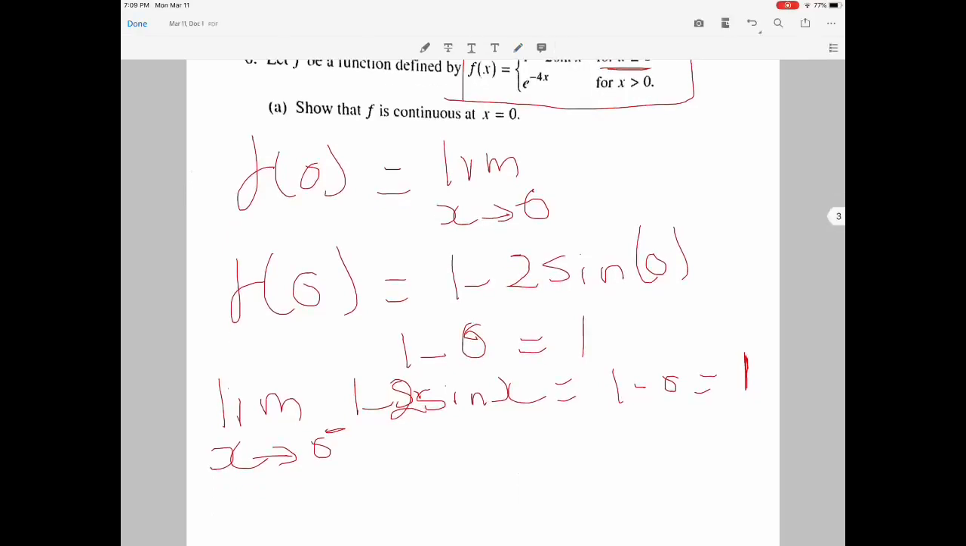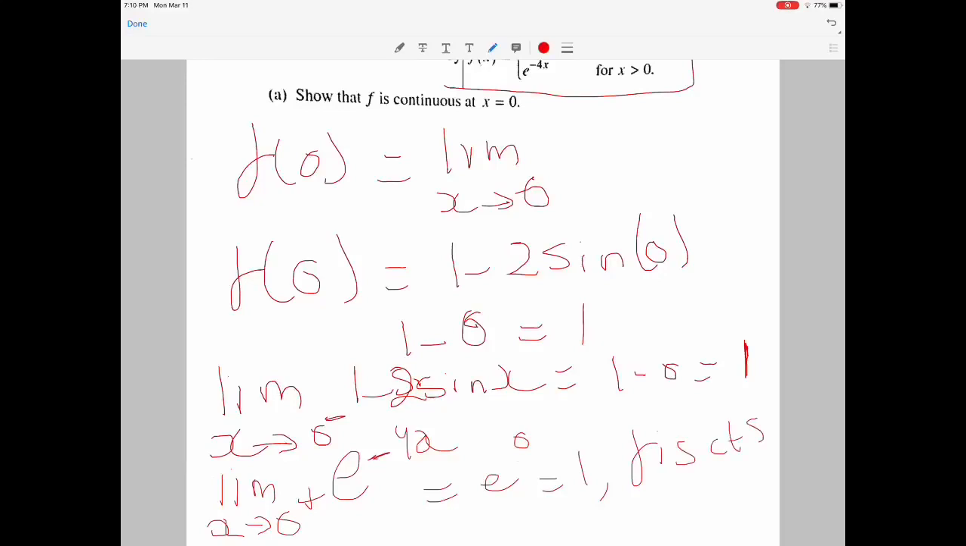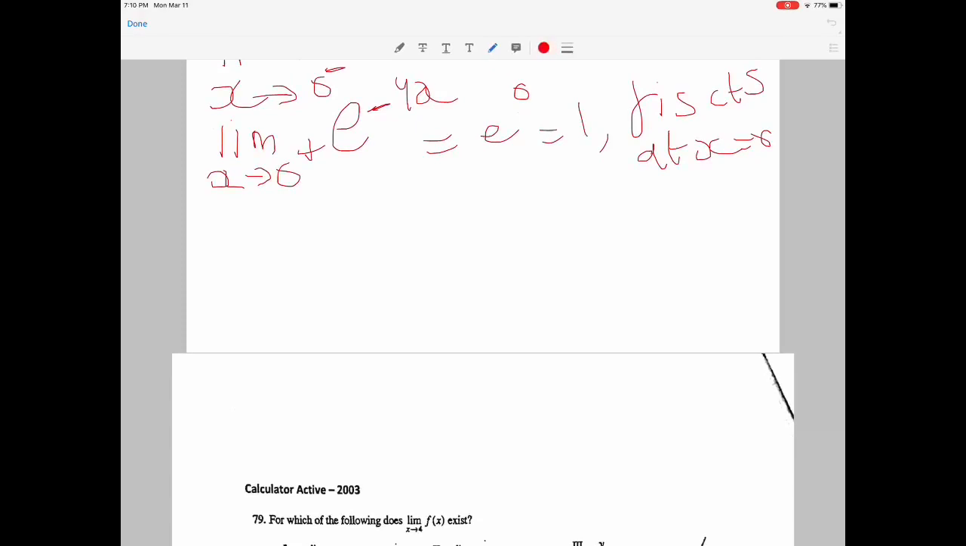Now we take the limit from the right side. The limit as x goes to 0 on the right side of e to the power minus 4x is e to the power 0, which is equal to 1. So f is continuous at x equal to 0, since f of 0 equals the limit as x approaches 0.